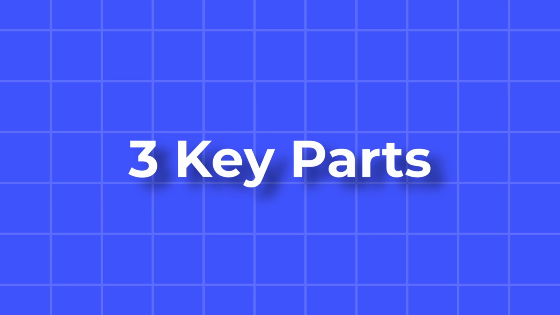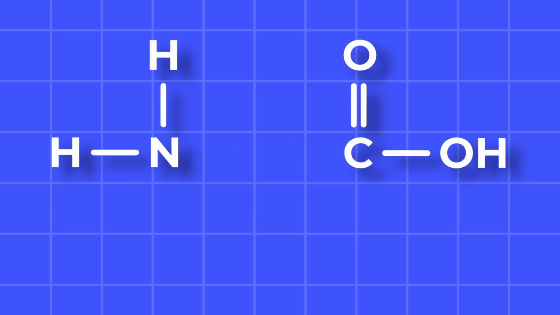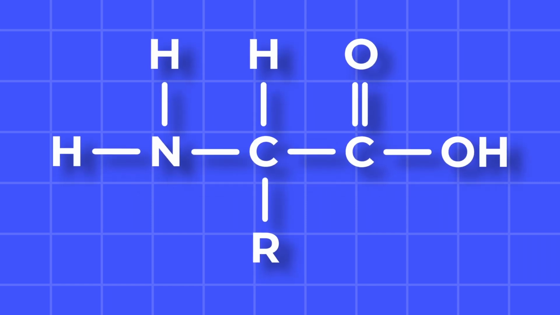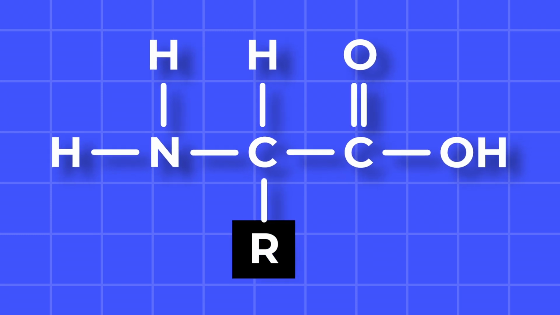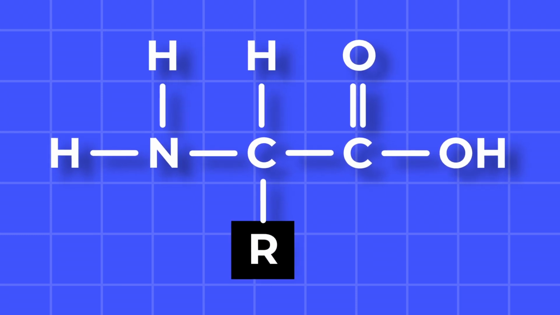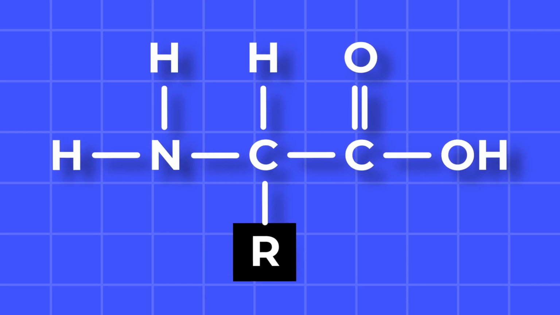An amino acid has three key parts: an amino group, a carboxyl group, and a central alpha carbon that carries a variable side chain we call R. That one swap, the side chain, gives us variety across the 20 common amino acids.